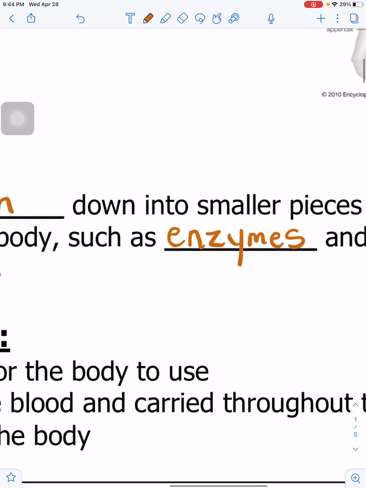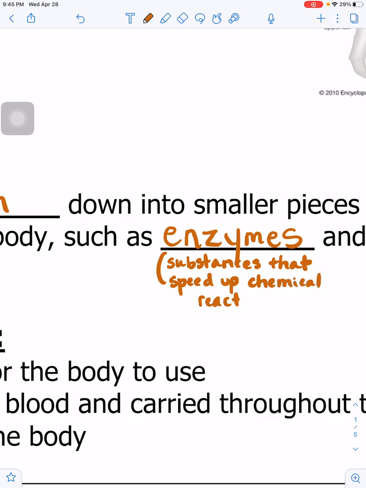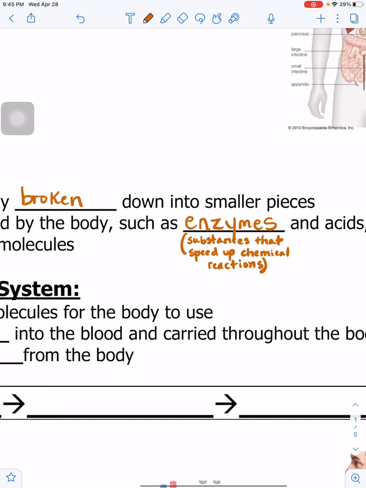And just so you know, enzymes, we're going to be mentioning those more than once, and they're substances that speed up a chemical reaction. So I'm going to write that in just so you have a little definition here. Enzymes are substances that speed up chemical reactions.